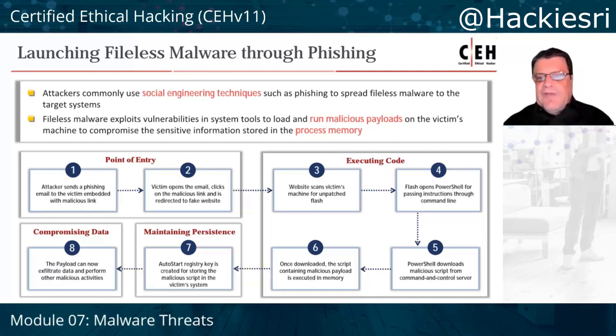3, the code is now being executed. Executing the code means the website scans the victim's machine for unpatched Flash. Flash opens PowerShell for passing instructions through the command line. This leads to PowerShell downloading malicious scripts from the command and control center. Once downloaded, the script containing the malicious payload is executed in the victim's memory. Maintaining persistence takes place at this point, where an autostart registry key is created for storing the malicious script in the victim system. Lastly, we have compromising data. The payload can now exfiltrate data and perform other malicious activities as pre-programmed.